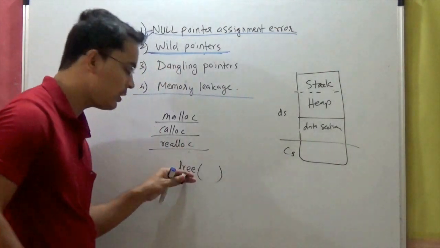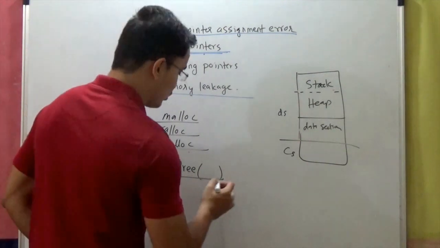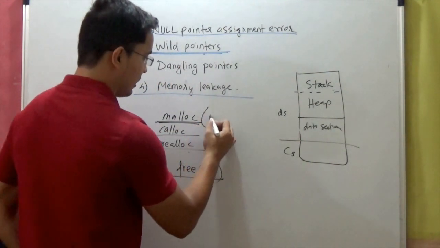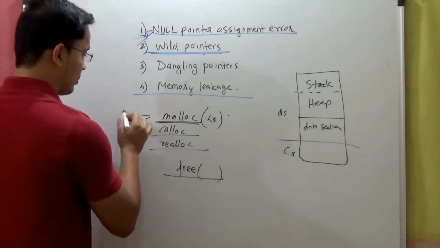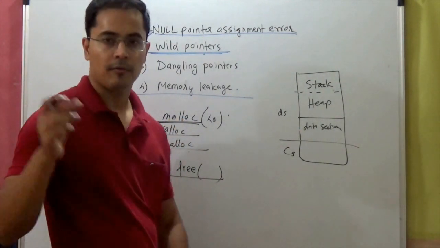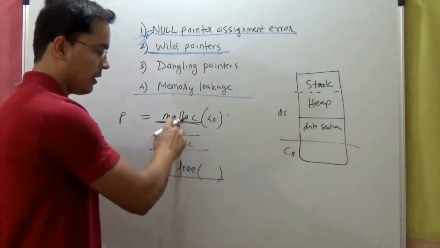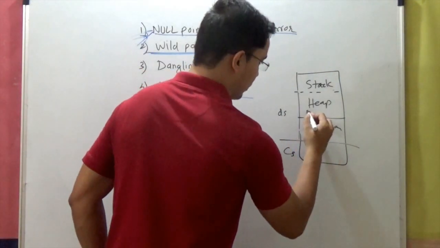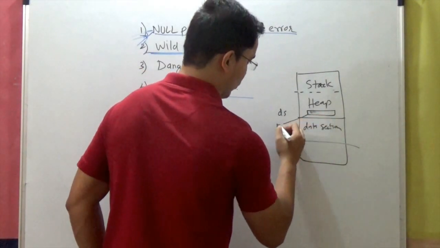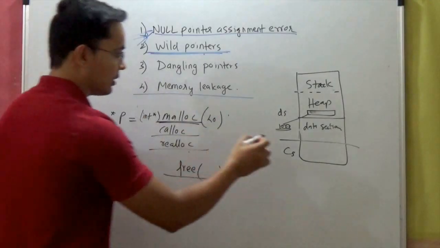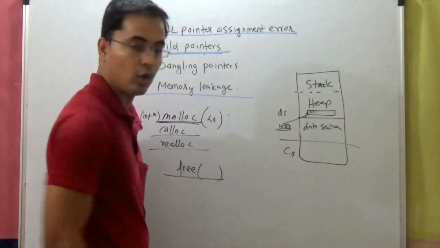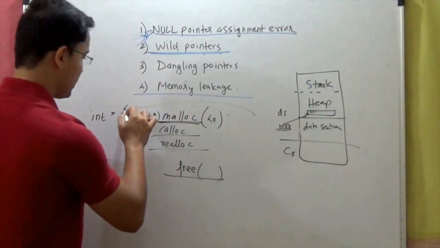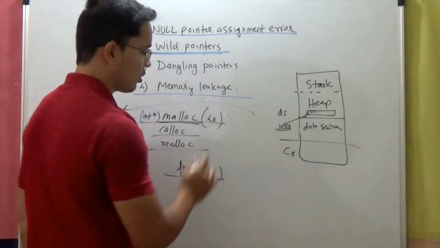So what free does is this. When you do malloc, let's say 40, that is, you want to allocate 40 bytes of area, malloc finds the 40 bytes of area, let's say starting at location 1000. So you will assign this starting address of this dynamically allocated memory block to the pointer p. So this is what malloc does.